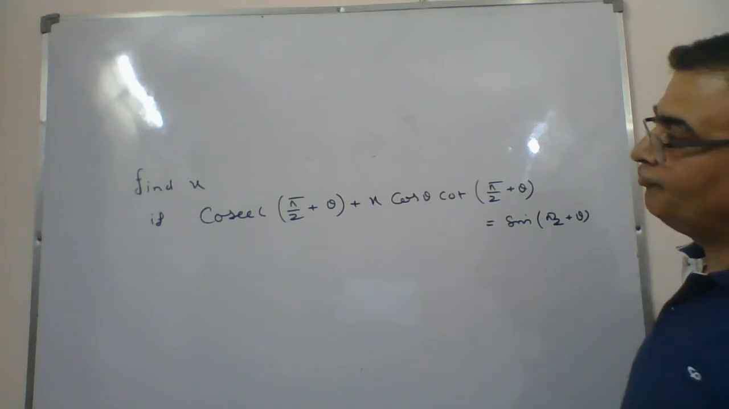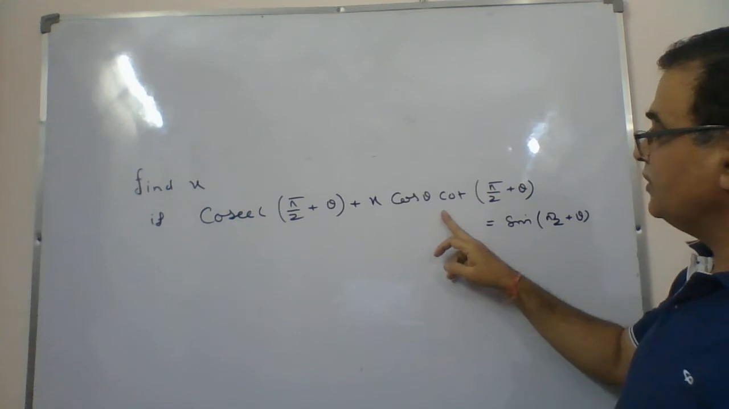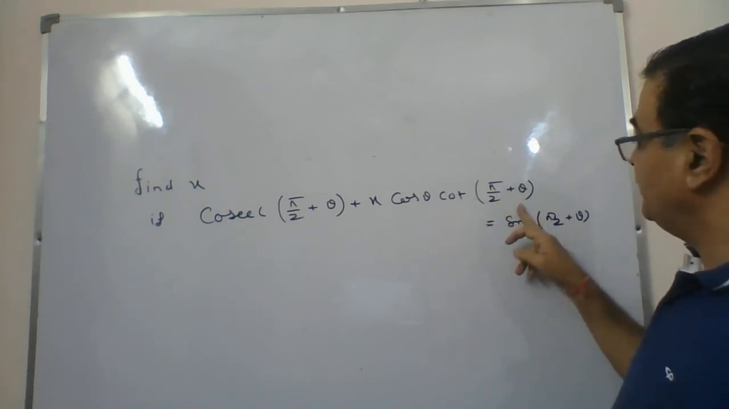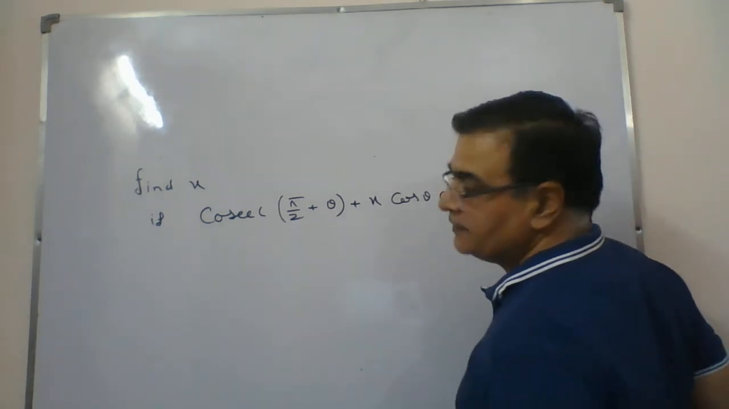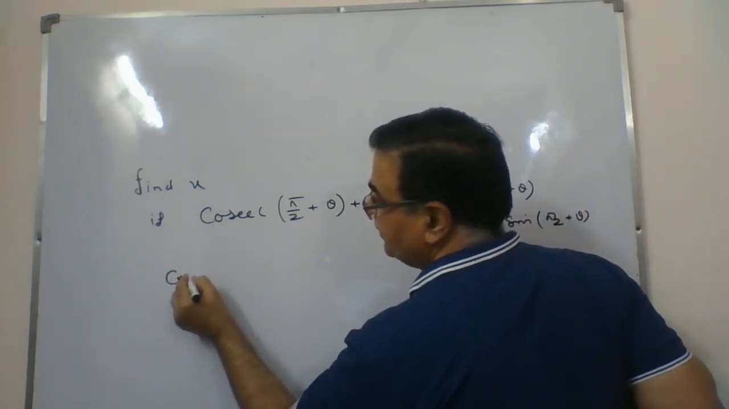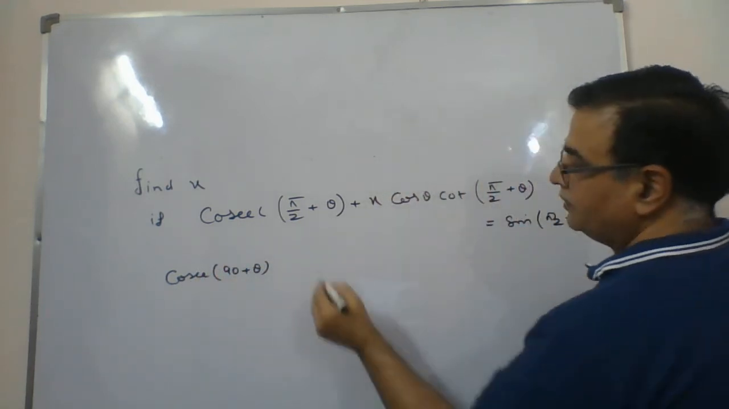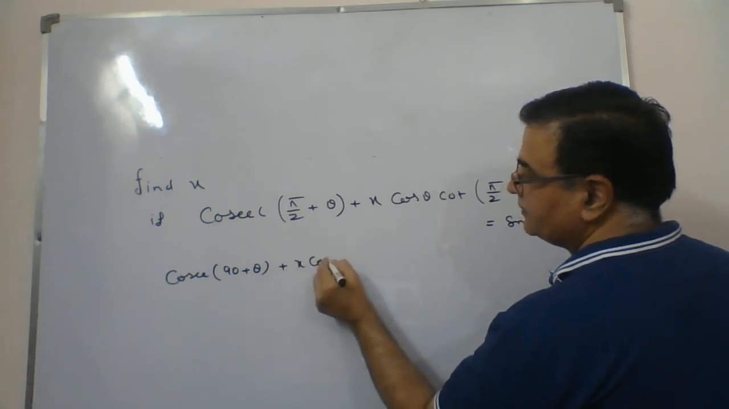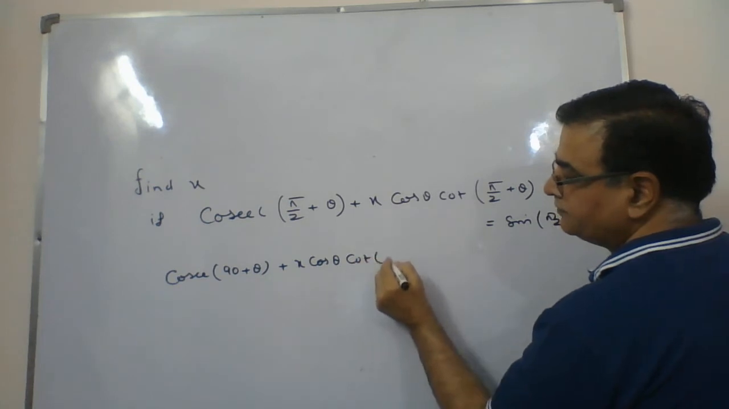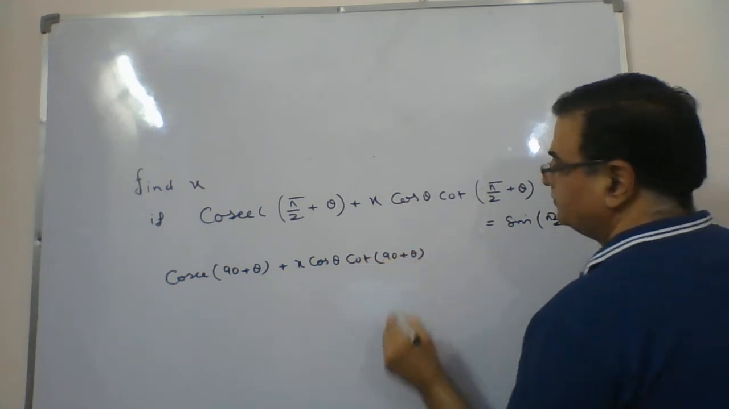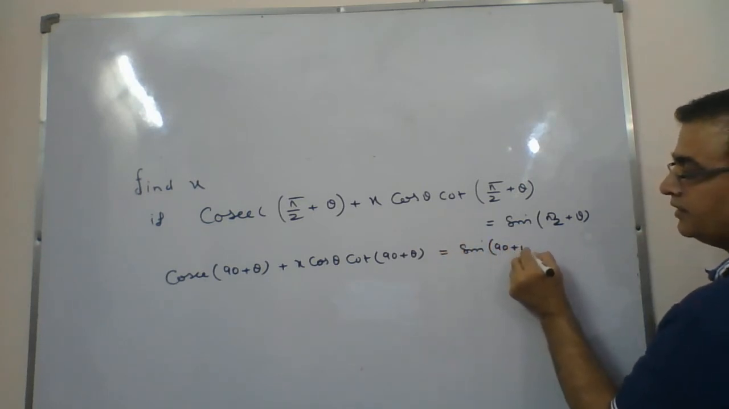So this is the question. Find x if cosec of pi by 2 plus theta plus x cos theta cot of pi by 2 plus theta is sine of pi by 2 plus theta. This is cosec of 90 plus theta, plus x cos theta, cot of 90 plus theta, and this is sine of 90 plus theta.